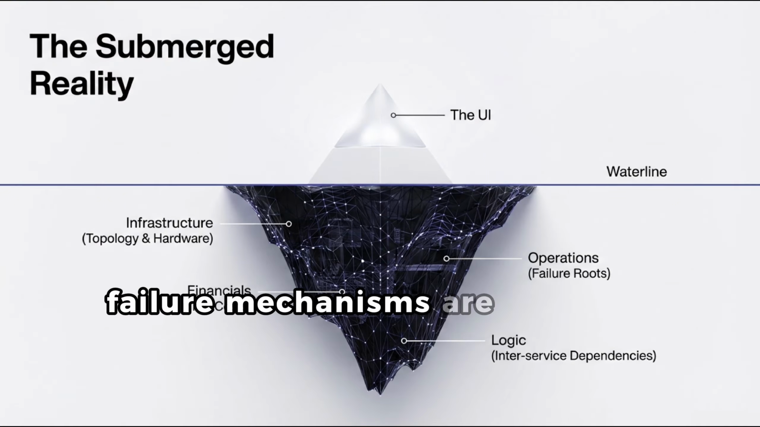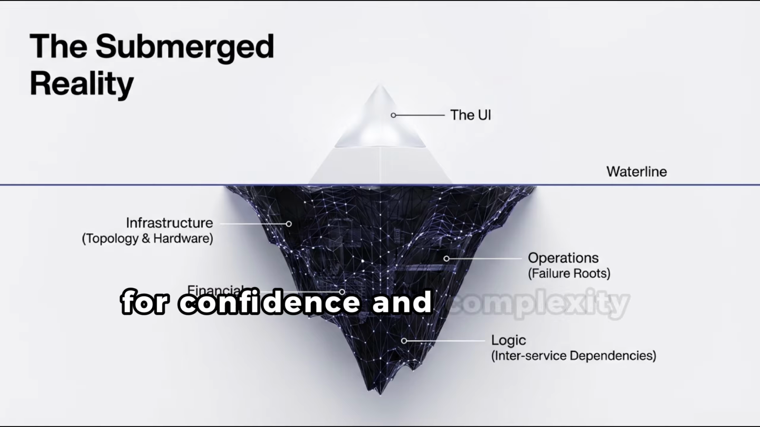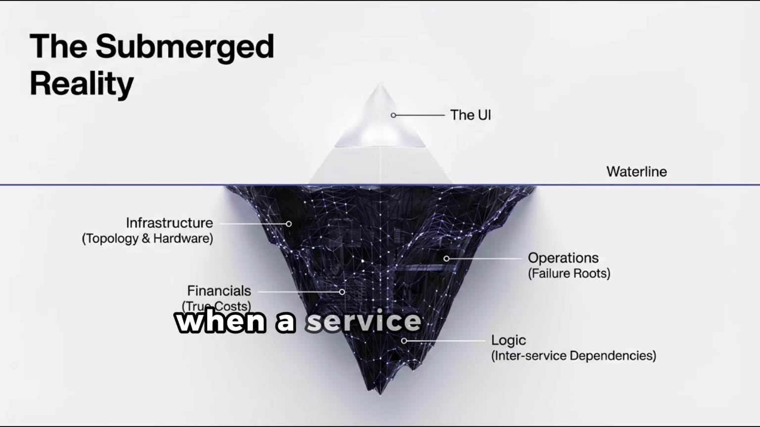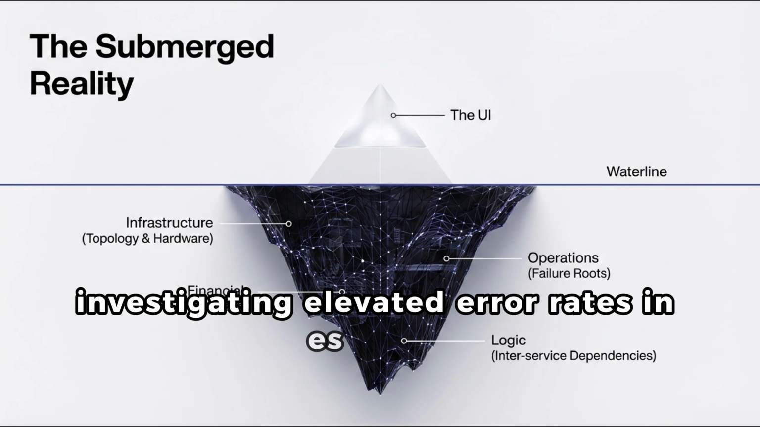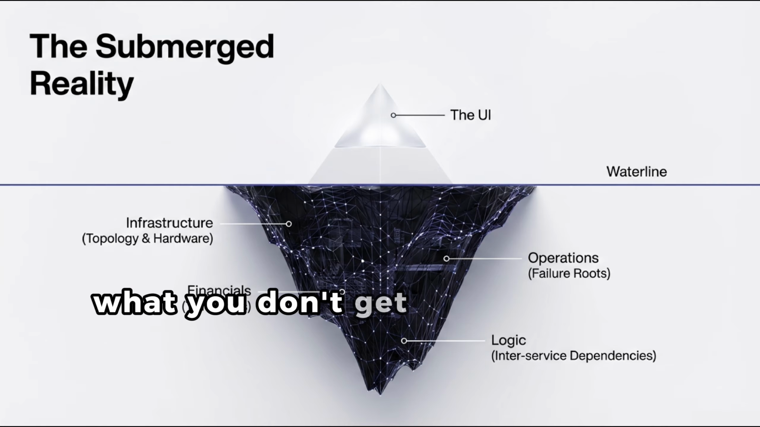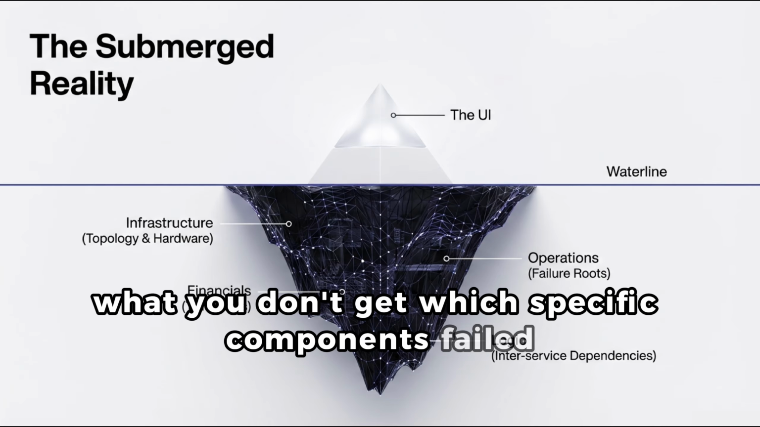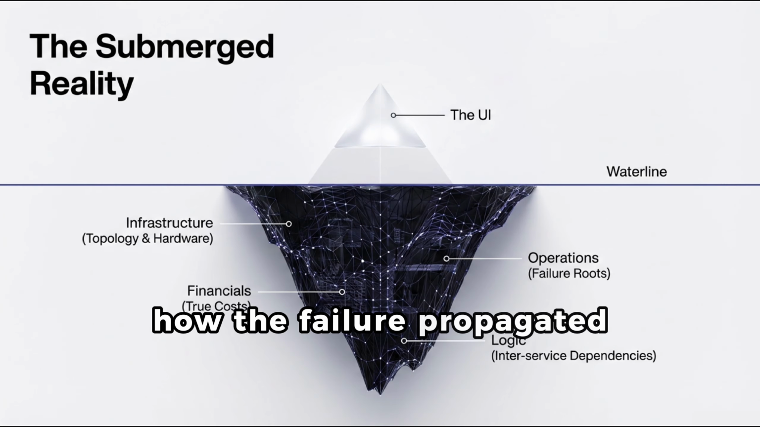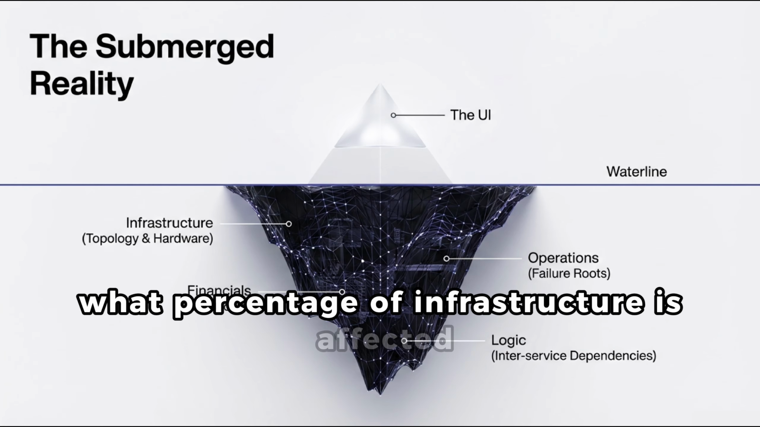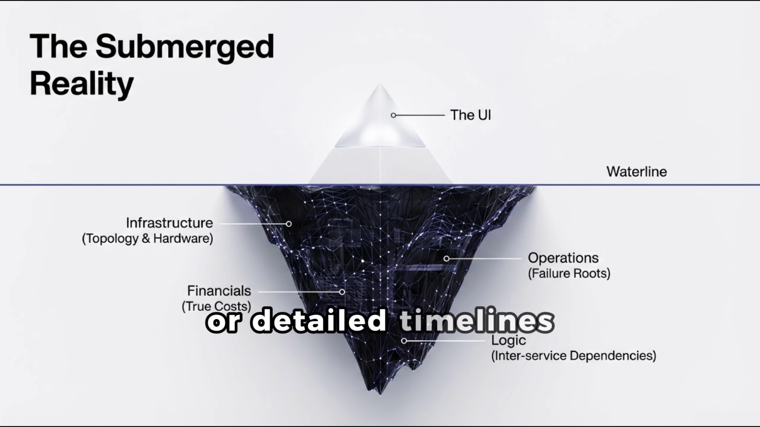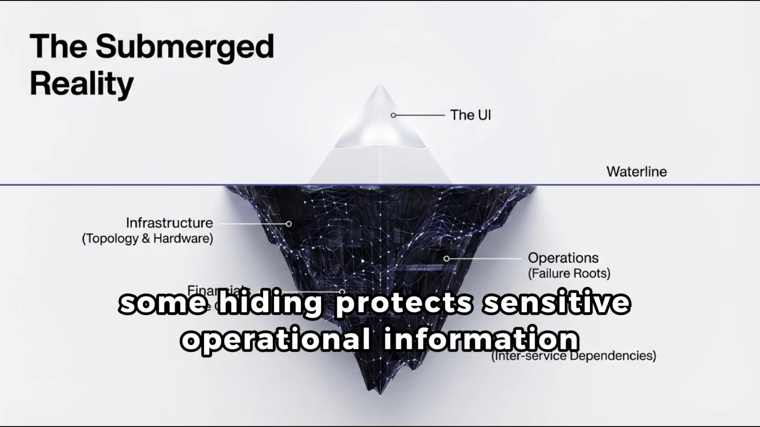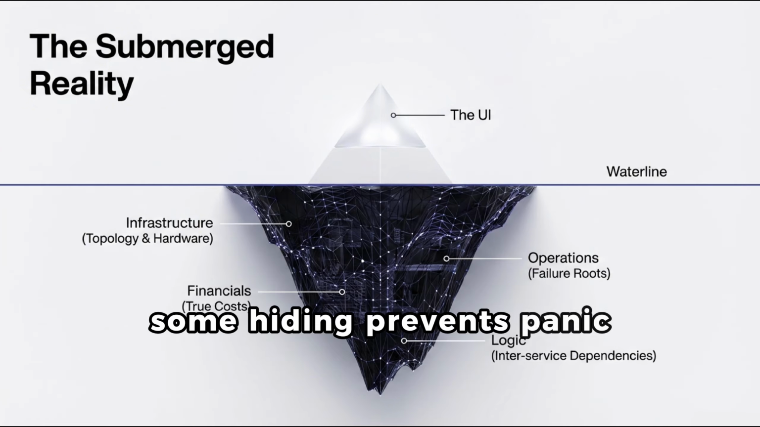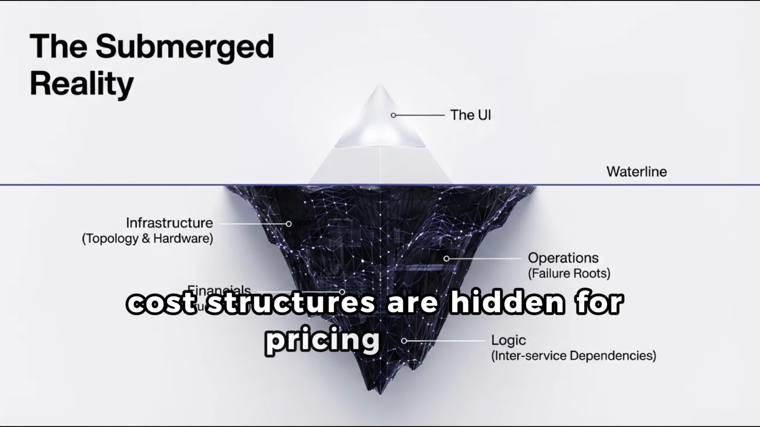Failure mechanisms are partially hidden for confidence and complexity management. When a service degrades, you get high-level status updates: "investigating elevated error rates in US East 1." What you don't get: which specific components failed, how the failure propagated, what percentage of infrastructure is affected, or detailed timelines. Some hiding protects sensitive operational information. Some hiding prevents panic.